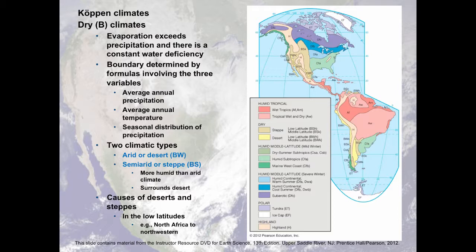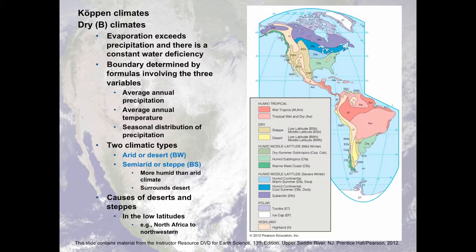Dry climates, the B class, are where evaporation exceeds precipitation. Remember, this is the only classification scheme where temperature is not the main metric for classification. This is entirely based on precipitation or available water. So in dry climates, there's a water deficit or water deficiency year-round. The boundary of these zones is determined by variables such as average annual precipitation, average annual temperature, and the seasonal distribution of precipitation. And again, we have arid or desert BW zones and semi-arid or steppe BS zones, which are based on humidity and temperature.